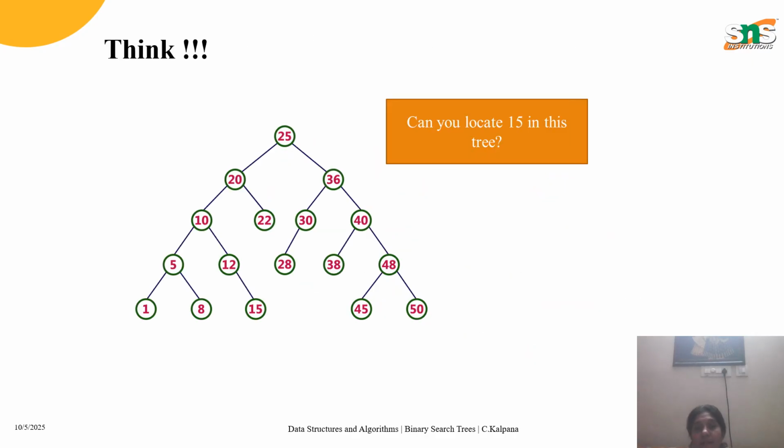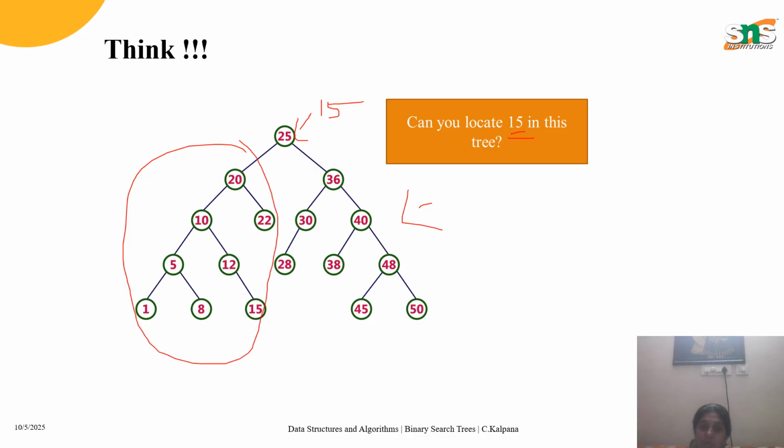This is the principle of binary search tree insertion. Next is a thinking exercise. Let's do it. We need to locate the number 15 in this tree. This is a binary search tree. How can we do this? First begin with the root node. My root node is 25. 25 is compared with 15. 15 is less than 25. Which direction do I have to take? Yes, the left direction.